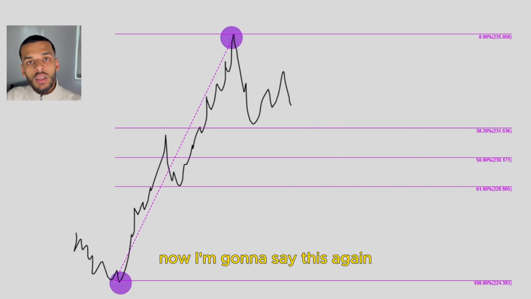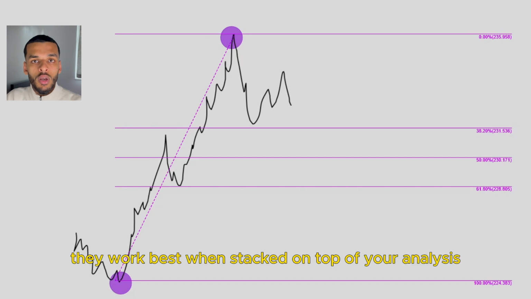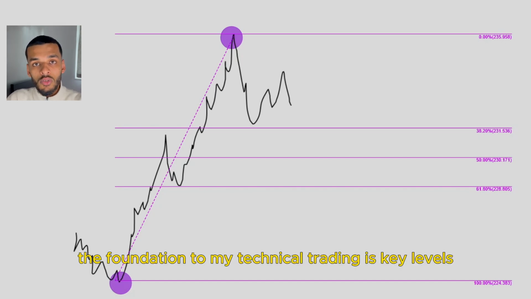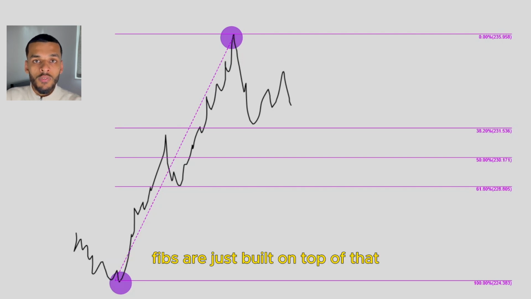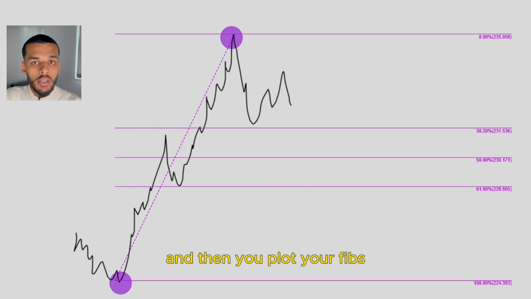Now I'm going to say this again, fibs are not to be used alone. They work best when stacked on top of your analysis. And for me, the foundation to my technical trading is key levels. Fibs are just built on top of that. And that means you plot your levels first and then you plot your fibs.